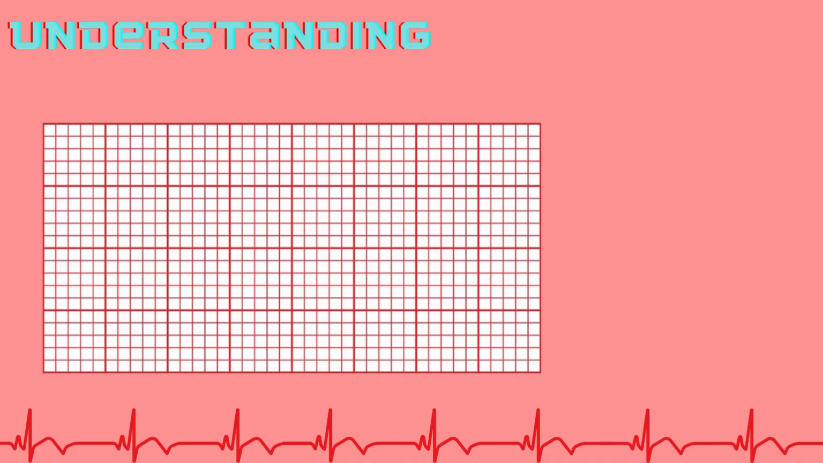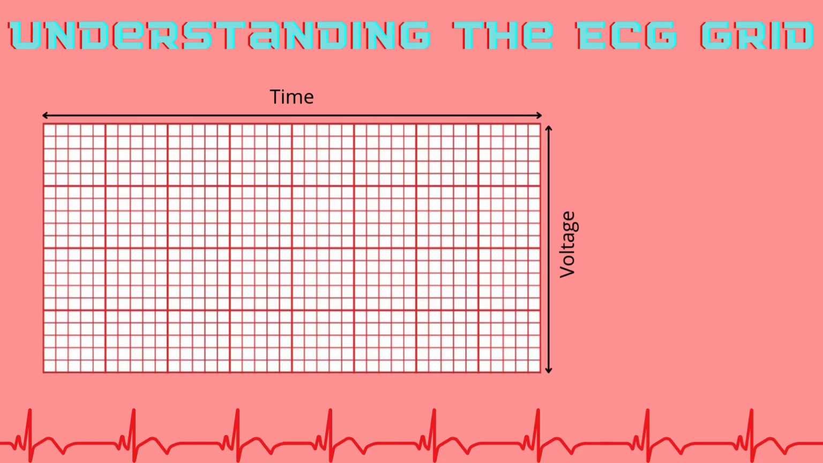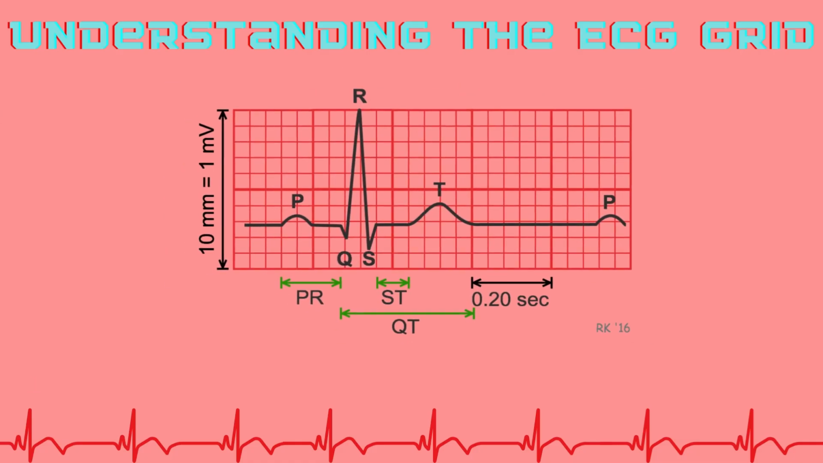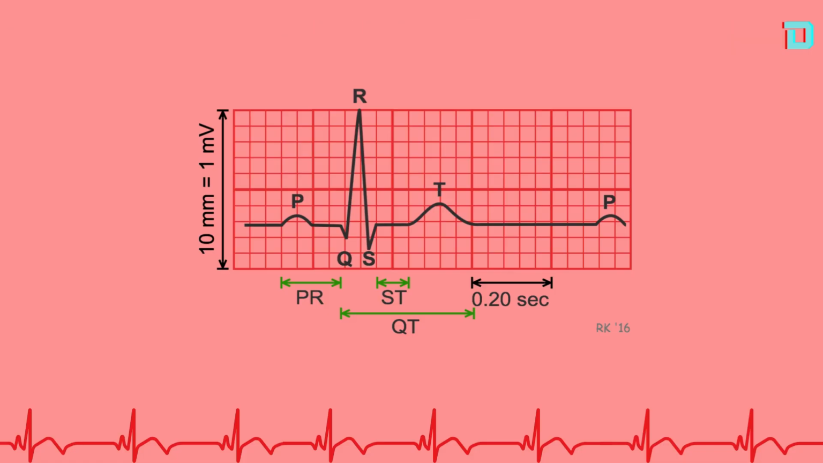The ECG is printed on standardized graph paper that allows precise measurement of both time and voltage. Each small square on the horizontal axis represents 0.04 seconds. A large square, which is 5 small squares across, represents 0.20 seconds. Vertically, each small square represents 0.1 millivolts, and a large square equals 0.5 millivolts. This grid allows us to measure intervals like the PR interval, QRS duration, and QT interval with high precision.